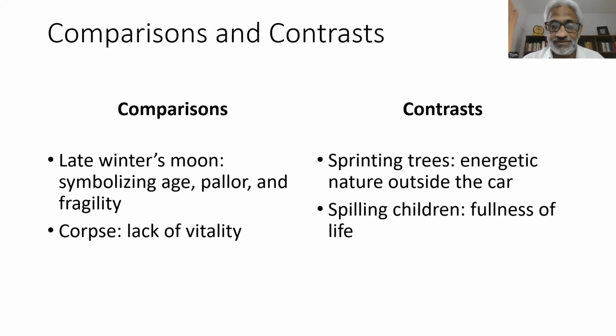And the contrast you can see on the right side of the screen is with the sprinting trees and the spilling children. See the words used, sprinting and spilling. Sprint, run fast. That's full of energy. The energetic nature outside the car in contrast to the lack of energy inside the car. Spilling children, spilling gives you the imagery of overflowing, fullness of life. That's what children are. They symbolize the fullness of life.